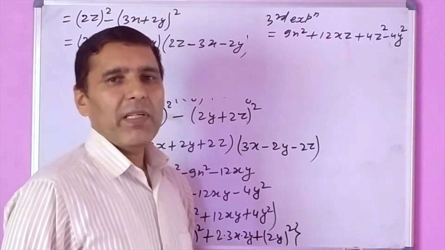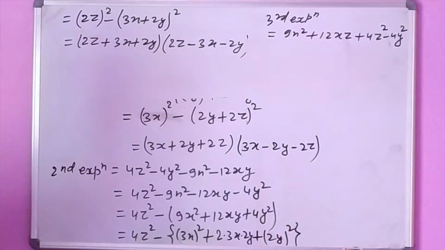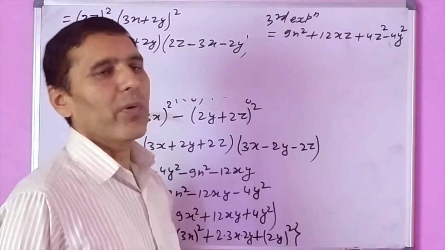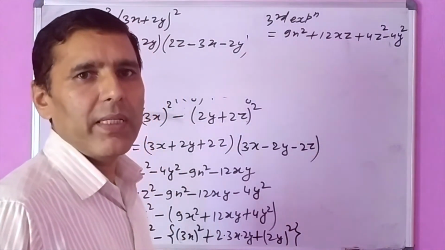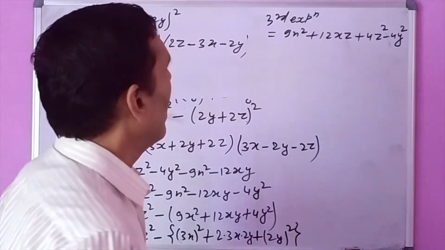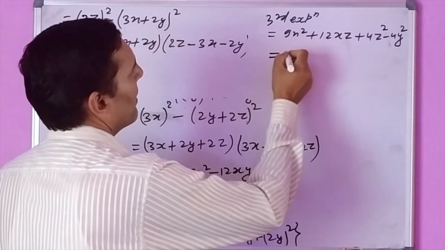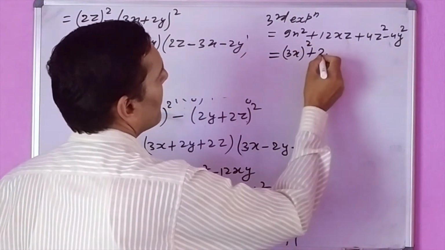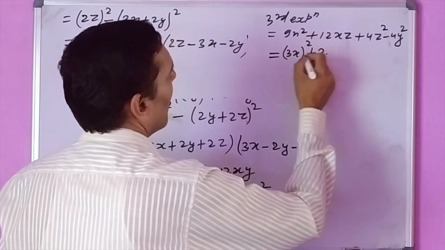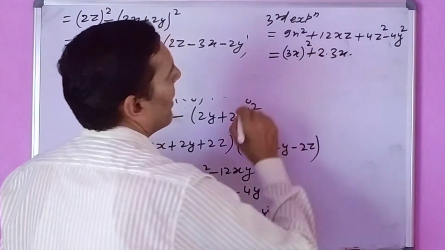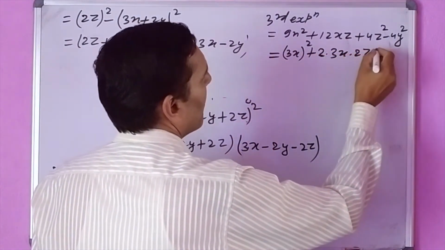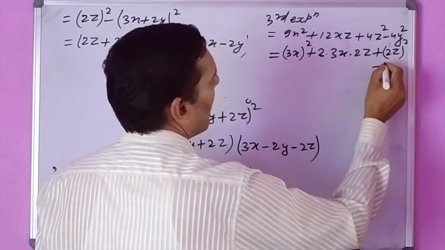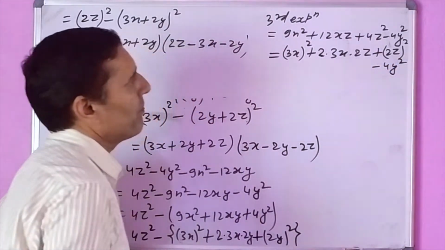How do we factorize this expression? Here the first three terms 9x square plus 12xz plus 4z square are completing the square. How? Look here now. It is the square of 3x, a square plus 2ab. What is b? Sorry, a is 3x and b is 2z, because 4z square is square of 2z and minus 4y square.